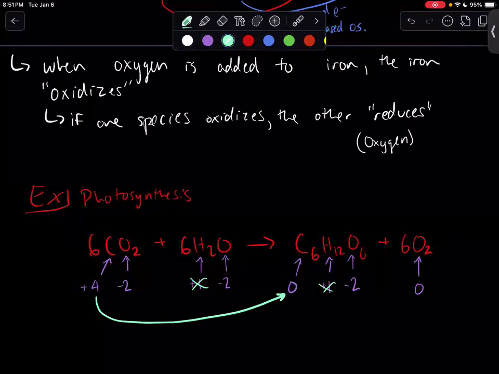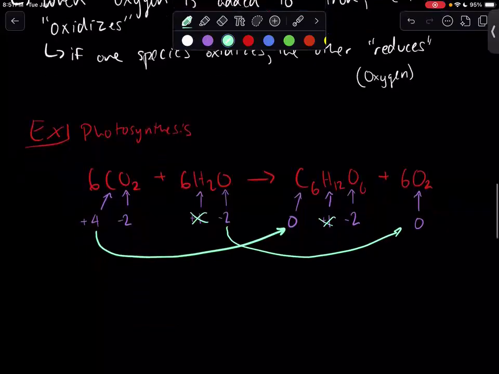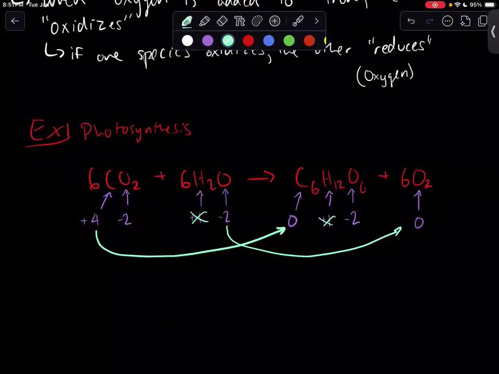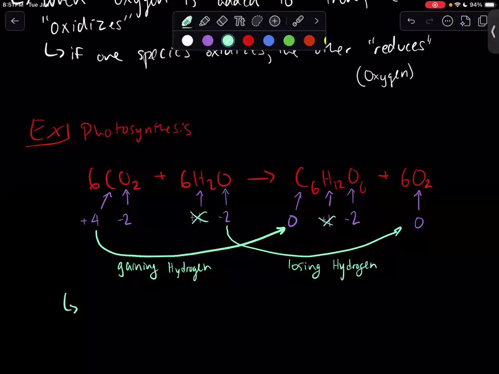So what we notice here is carbon, well, actually I'll hit both of them, and oxygen in water is going from a -2 to a 0. So when carbon turns into glucose, it is gaining hydrogen. And oxygen in water is losing hydrogen. So what we actually end up seeing is that carbon gains hydrogen. We call this reduction.